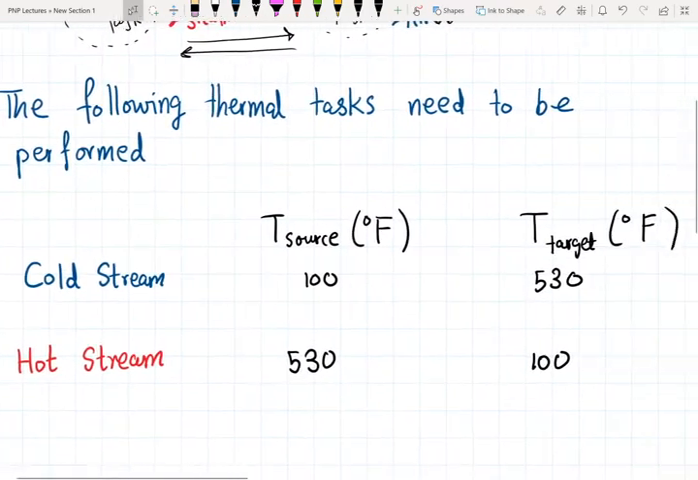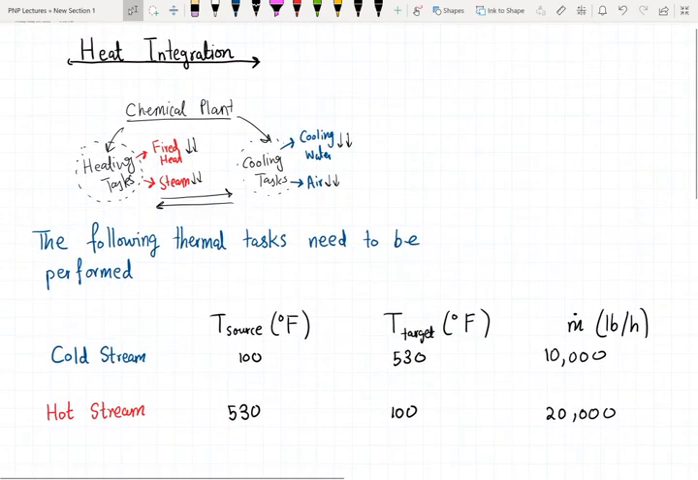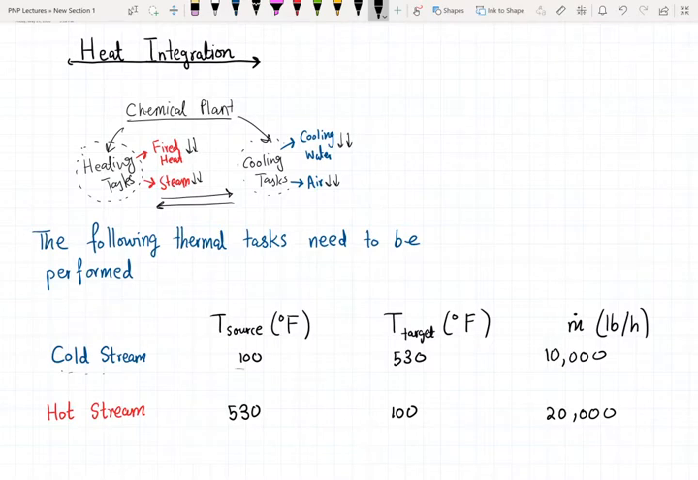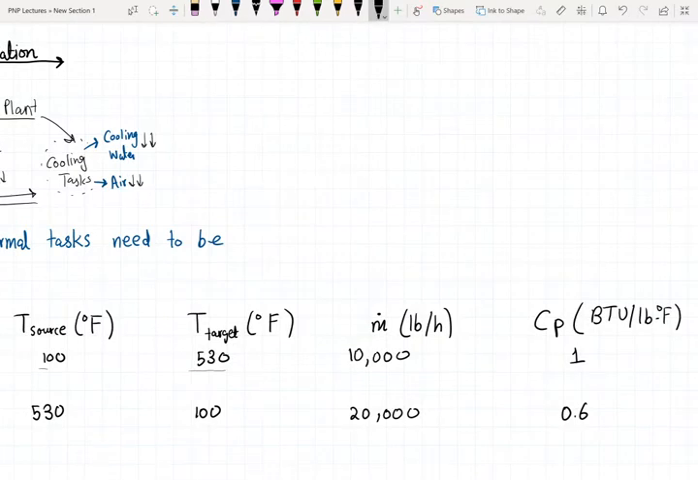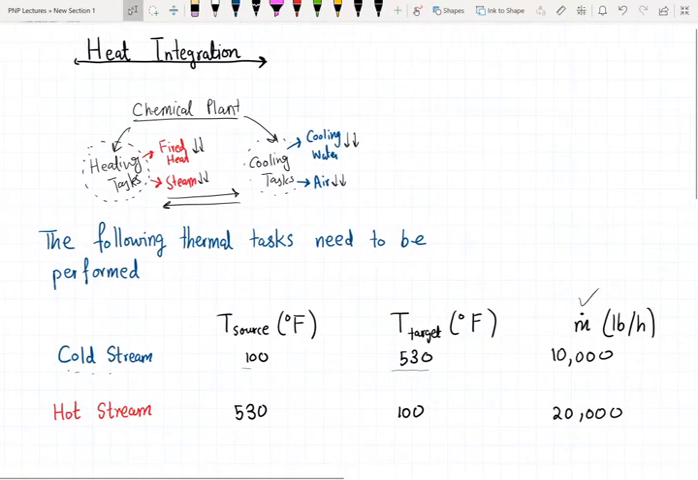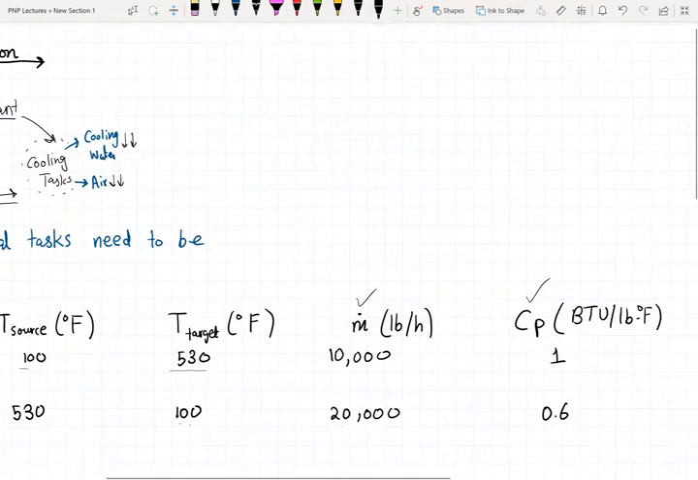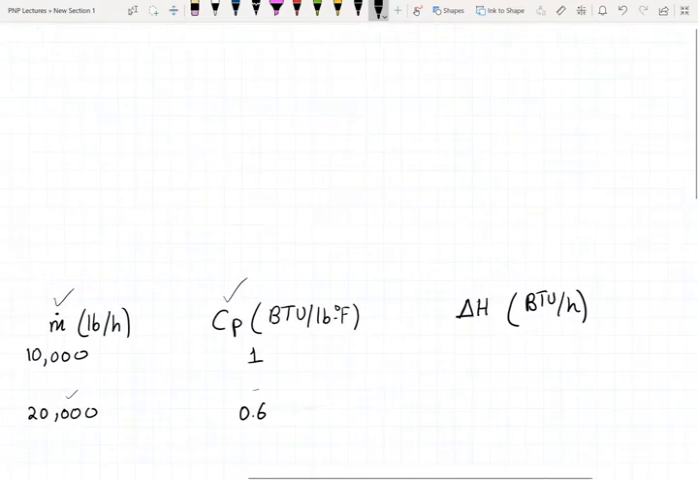Okay, here we have a very simple problem laid out. We have a cold stream that needs to be heated up from a source temperature of 100 to a target temperature of 530. We have the mass flow rates and we have the heat capacity. Similarly, we have a hot stream that needs to be cooled down from 530 Fahrenheit to 100 Fahrenheit. The mass flow rate and heat capacity are given.